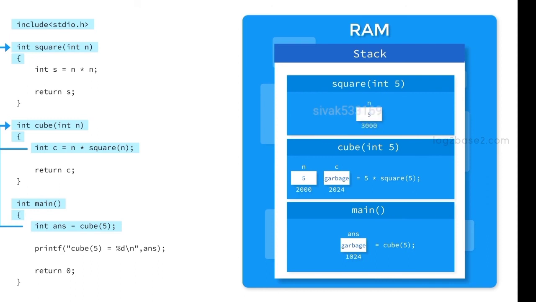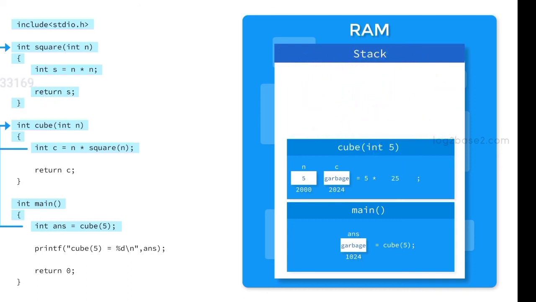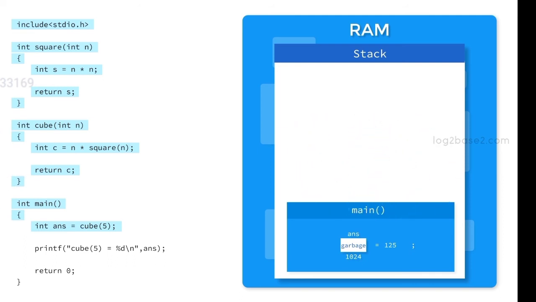So a local variable n created and it will have the value 5. Next we create an integer variable s and find n into n, that is 5 into 5 which is 25 and will be stored in s. Next we return s to calling function cube and now it will be popped out of stack. Now in cube function we have c equal to 5 into 25 and we get 125 and it will be stored in c. And in next statement we are returning it to main. So function cube is also popped out of the stack.